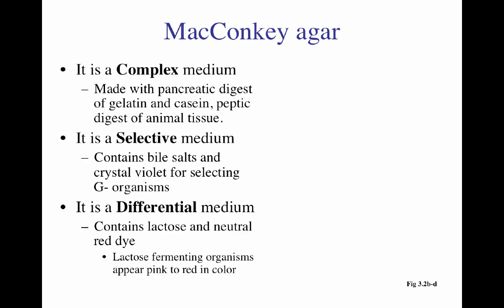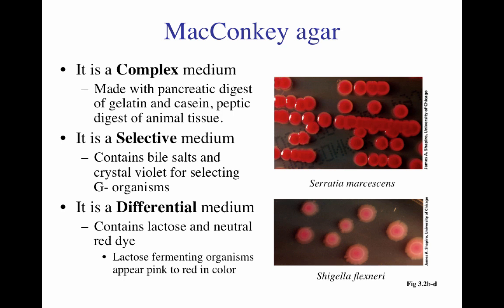For example, let's take a look at MacConkey agar. MacConkey agar is a complex medium because it is made with pancreatic digest of gelatin and casein, peptic digest of animal tissue, and everything that you added to the MacConkey agar. But it's also a selective medium because it contains the bile salts and crystal violet, which are going to prevent the growth of gram-positive organisms and only allow gram-negative organisms to grow.